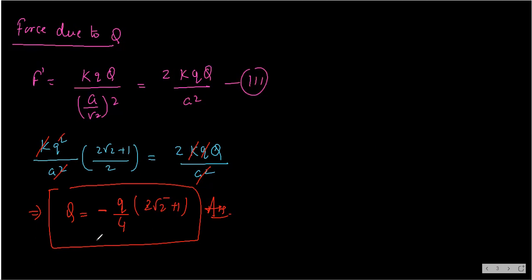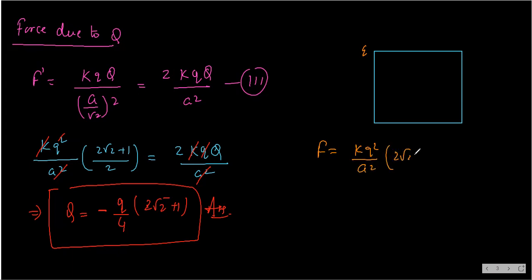All right then, note it down. So what I wanted to say is that if you would have remembered the force on one of the charges kept at one of the vertices because of the other charges, if you remember this, then that is equal to kq square upon a square, 2 root 2 plus 1 upon 2. Then see, in one step we could have done the question.